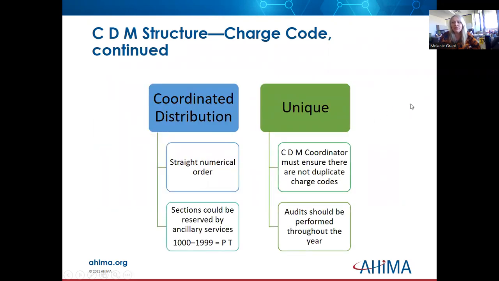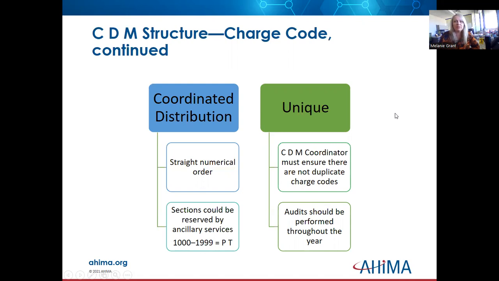So how is the information structured? Well, you have a coordinated distribution and unique information that's all played into this. So you can see here that some of the numerical information goes directly in order and will go in different brackets of information, such as a series of codes that are associated with PT for your ancillary services. Each of these codes, though, will need to be reviewed to determine that the information is accurate.